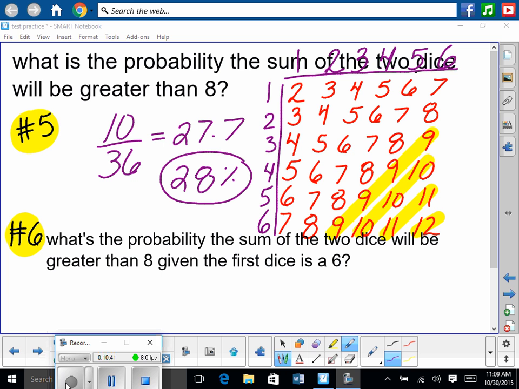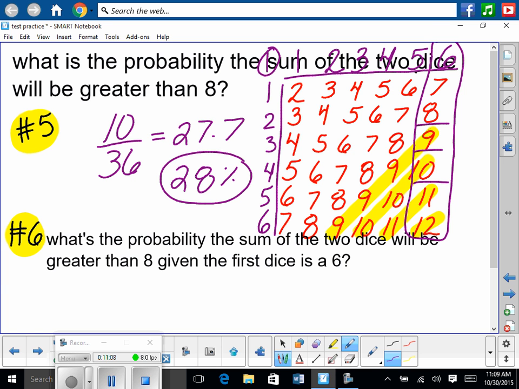Okay, so it says, what is the probability the sum of the two dice will be greater than 8, given that the first dice is a 6? So if you look at your first dice, that would be this top row. So this time we're given that our first dice is 6, so we're looking in this row right here. Given that the first dice is 6, now let's determine what's the probability that the sum will be greater than 8. So right here, it starts where it's greater than 8. Right, there's greater than 8, that's greater than 8, and that's greater than 8, and then so is 12. So that's 1, 2, 3, 4 out of 36 times. So 4 out of 36.